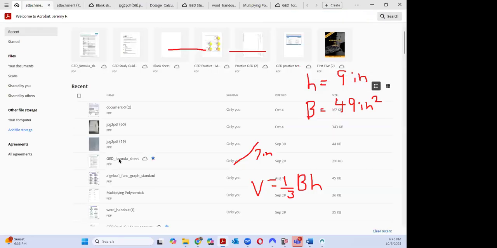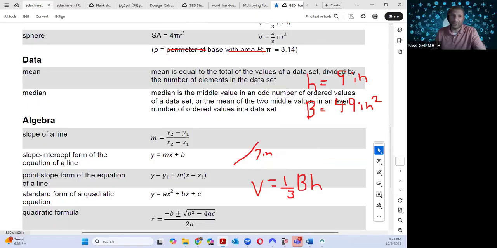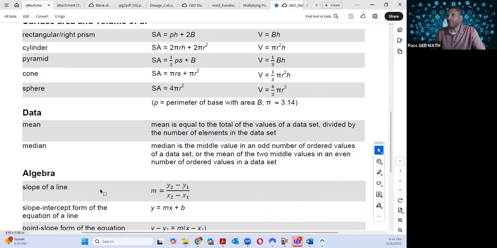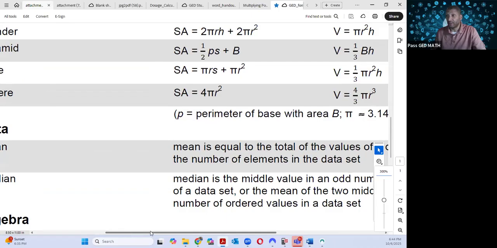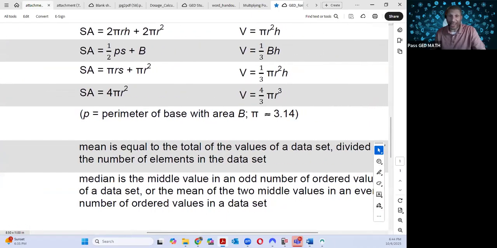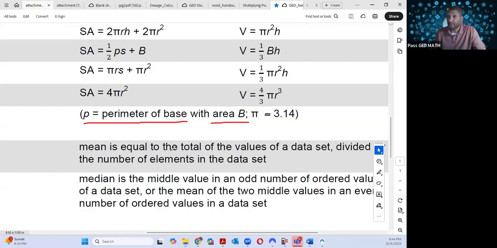Let me clear the screen real quick so you can see it nice and clearly. This is why you must have your formula sheet out and your calculator every time you're working on these problems. Because listen, everything you need is right on this formula sheet. What does that capital B mean? Area. So P stands for what? Perimeter. And the B stands for what? Area.